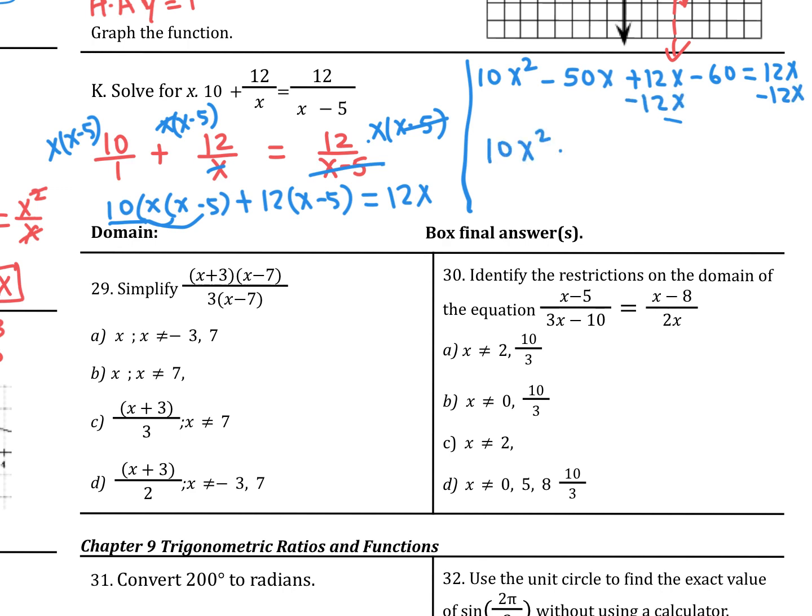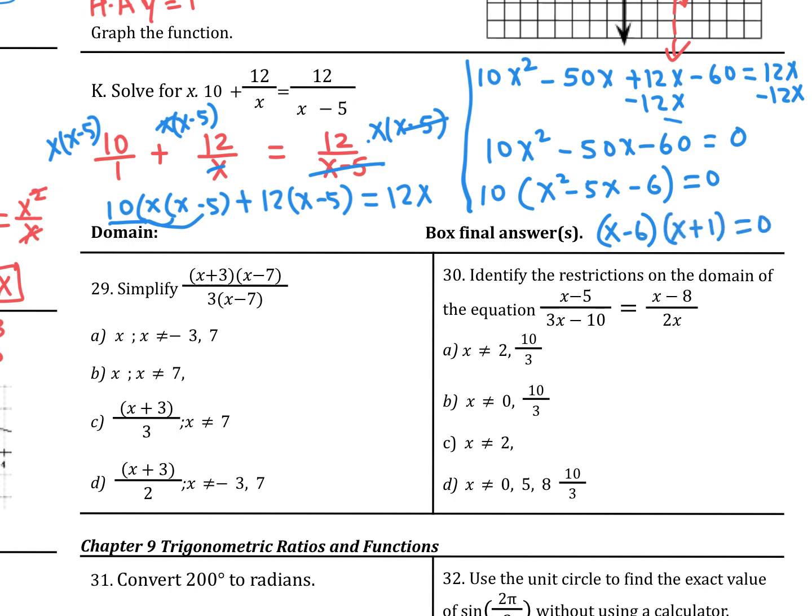10x squared minus 50x minus 60 equals 0. x squared minus 5x minus 6 equals 0. And the factors are x minus 6, x plus 1 equals 0. And the two values are x equals 6 and x equals negative 1.